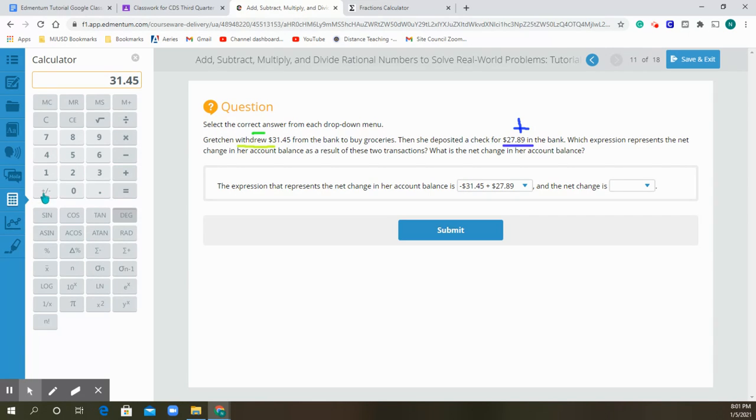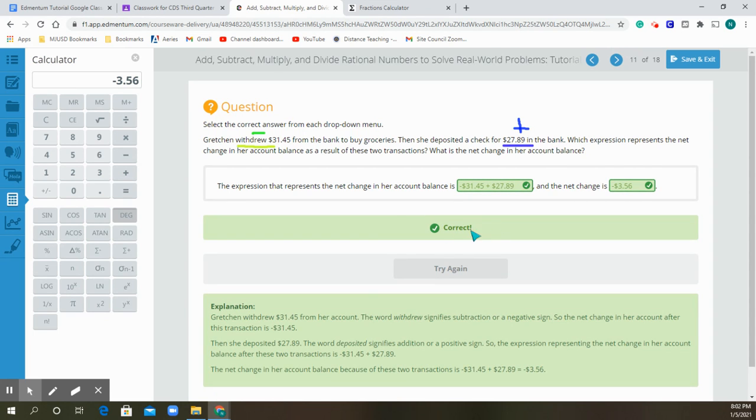31.45, and remember that's minus, plus 27.89 equals minus 3.56. Let's see if that's one of our options. Minus 3.56 is one of our options. These other two are way different.